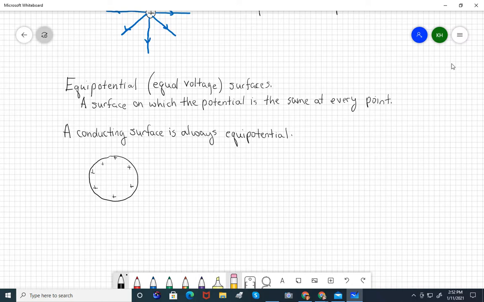If the charges are at rest, that means there cannot be any component of the electric field that's acting tangent to the surface. If there was an electric field acting tangent to the surface, then the charges would feel a force and they would move. But these charges all have a net force of 0. They've all reached a point of static equilibrium. So there can't be any component of the electric field that's acting along the surface.